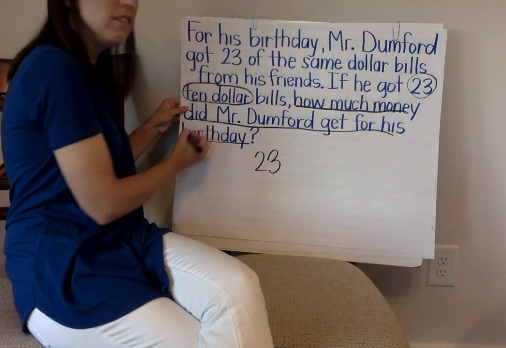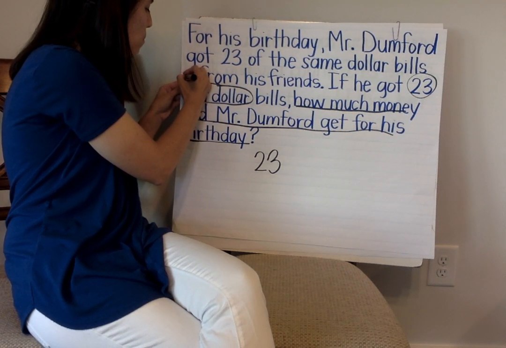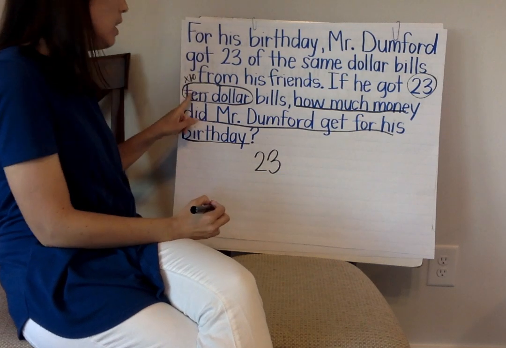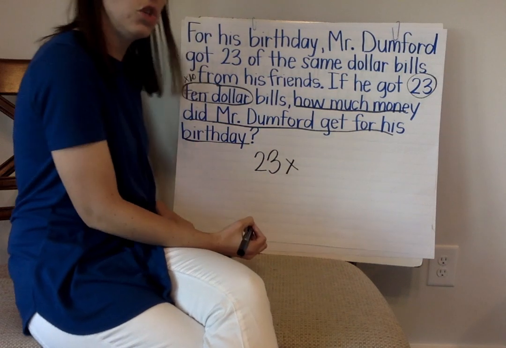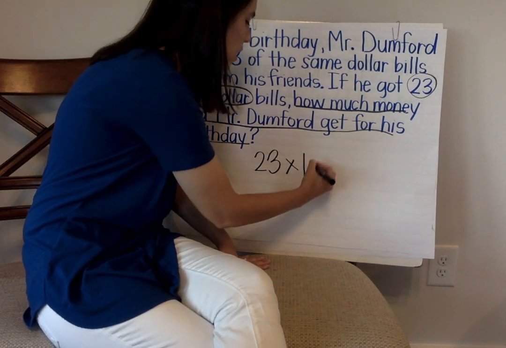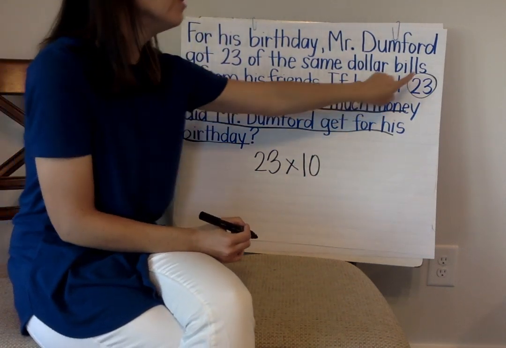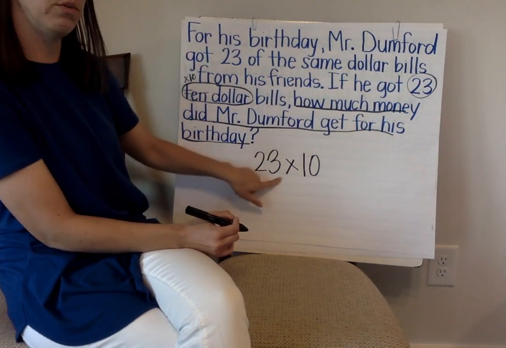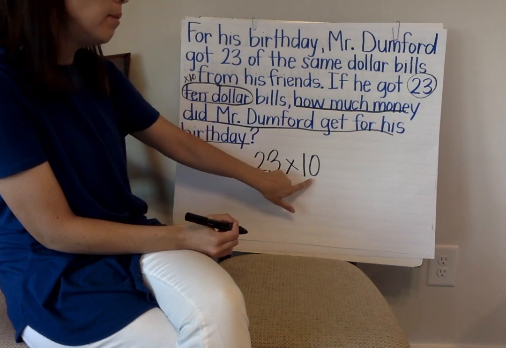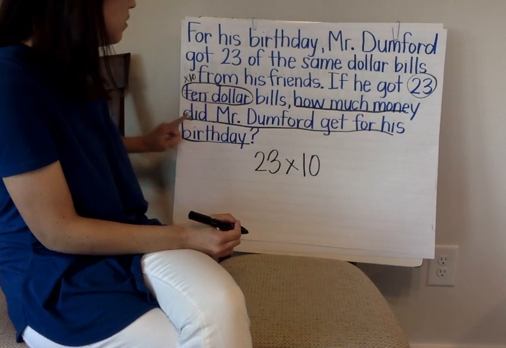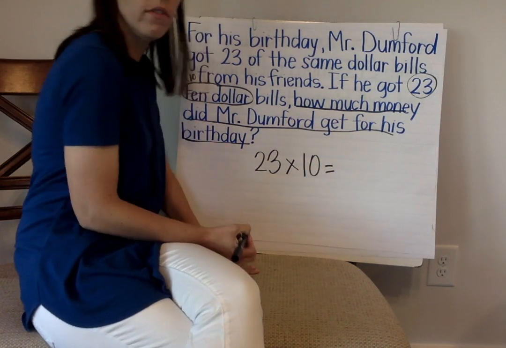Okay, so right here, instead of saying $10 bills, I'm going to cross this out and put my multiply by 10, since he got $10 bills. So that means that I need to multiply 23 by 10. Now, why am I doing that again? Let's go back and look at the problem. If he got 23, that's where I got my 23, $10 bills, multiplied by 10, how much money did Mr. Dumford get for his birthday?